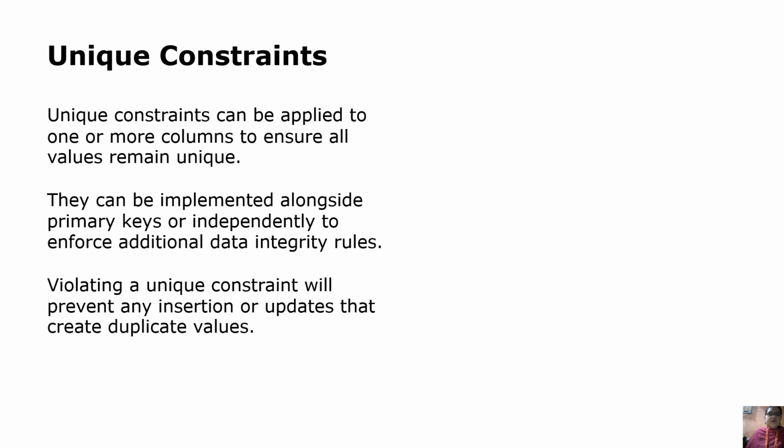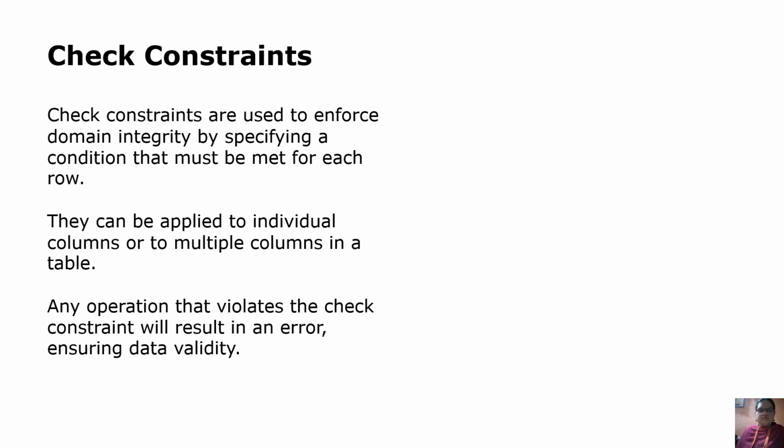Next, we discuss unique constraints. Unique constraints can be applied to one or more columns to ensure all values remain unique. They can be implemented alongside primary keys or independently to ensure additional data integrity rules. Validating a unique constraint will prevent any insertion or updates that create duplicate values.